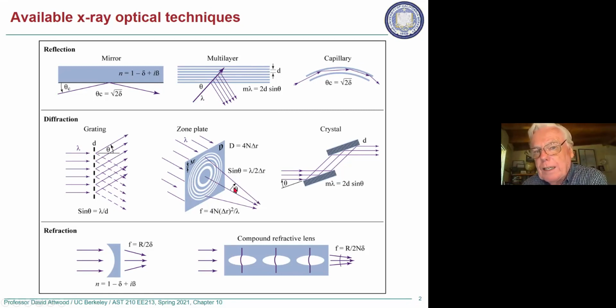So we're going to get the numerical aperture. Okay? And it'll be lambda over 2 delta R. Okay, then there are crystals.